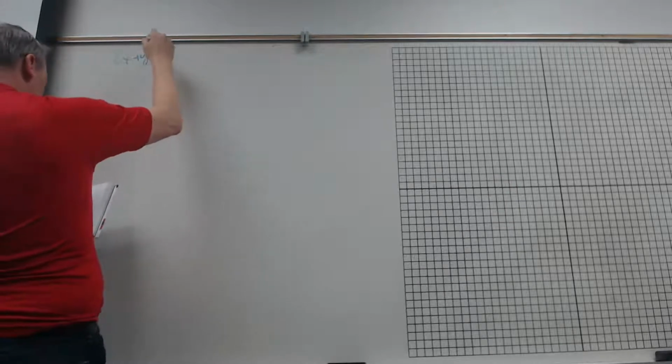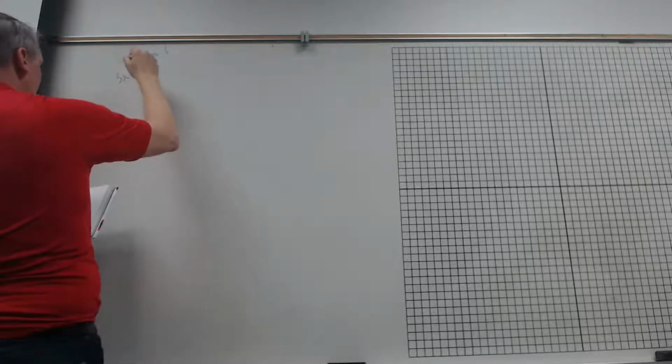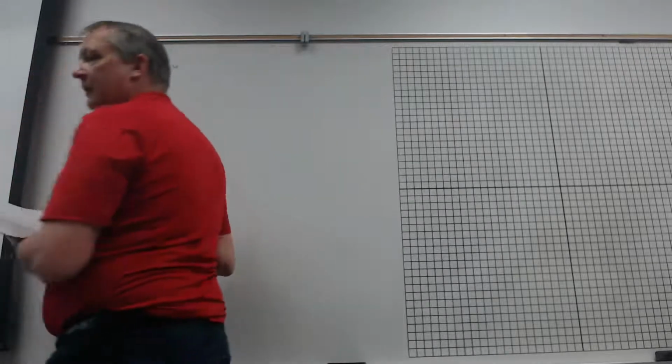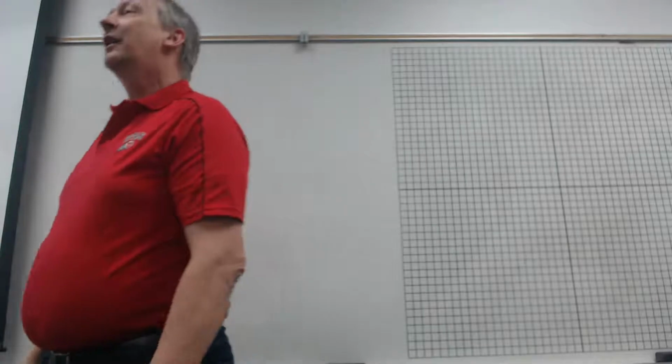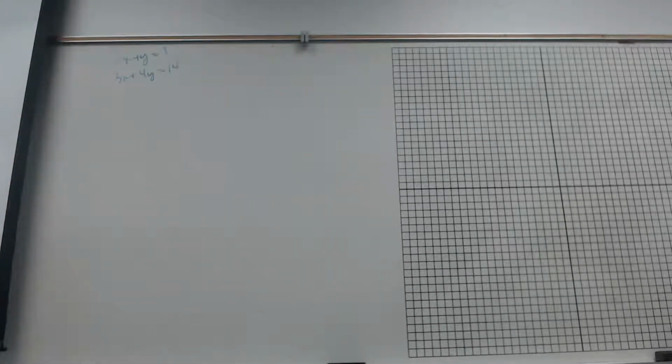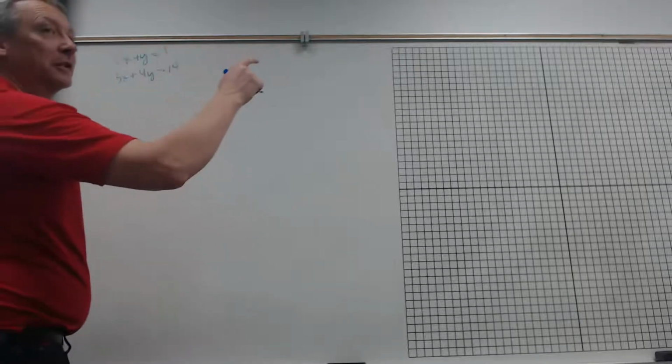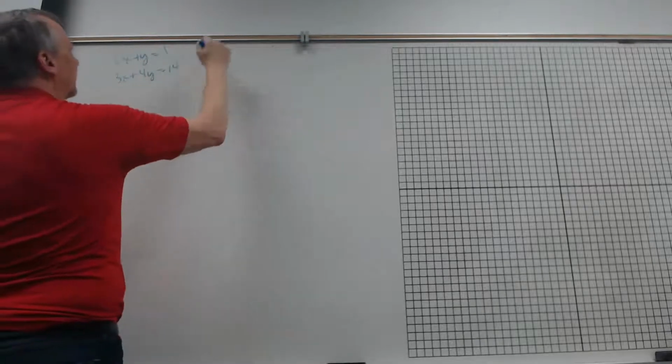If I told you to solve 2x plus y equals 1 and 3x plus 4y equals 14, two equations, two unknowns, two ways to solve. So, how about Daniel? How would you solve that? Eric, on the top one, subtract 2x to the other side. Oh, I see what you're doing, you're doing substitution. Yes. Okay. So substitution is one way.